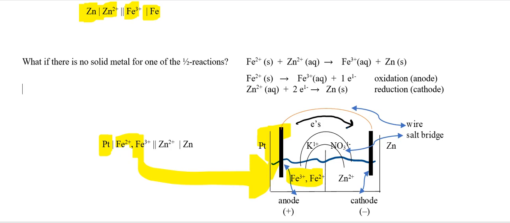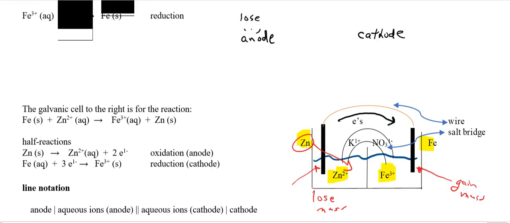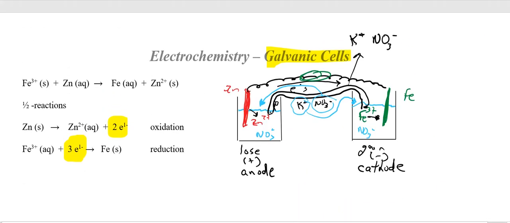So overall, you learned line notation. You learned how a redox reaction becomes a galvanic cell.